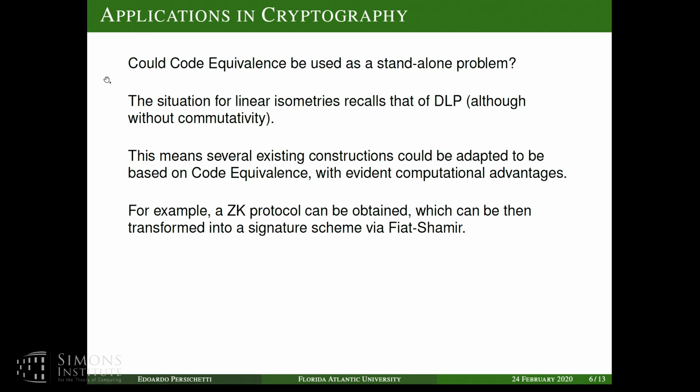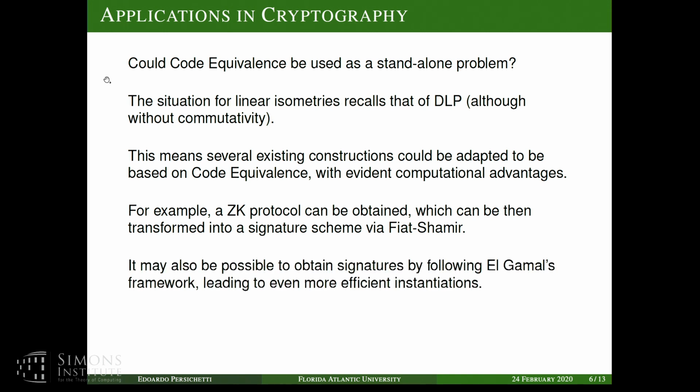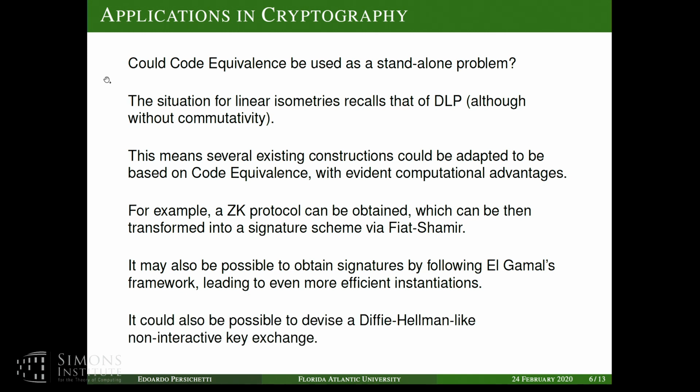So we have a zero-knowledge protocol, which we can obtain in a standard way, and then we can transform this into a proper signature scheme using Fiat-Shamir with very good performance. It may also be possible to do other things, for example a proper signature scheme without Fiat-Shamir following the El-Gamal framework, and this would lead to an even more efficient instantiation.